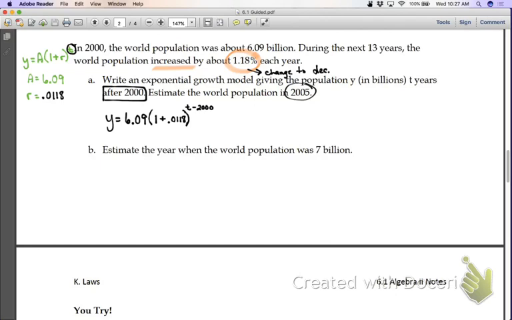So as far as my model is concerned, and it really is up to you, if you want to rewrite this as y equals 6.09 times 1.0118 to the t minus 2000 power, that's okay. I will take either the blue one or the black one. They both mean the same thing. So either of these two would work for me.